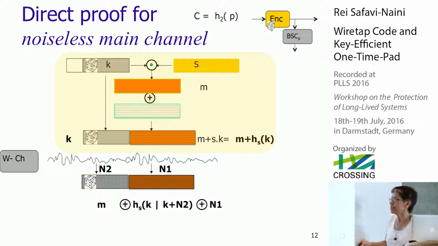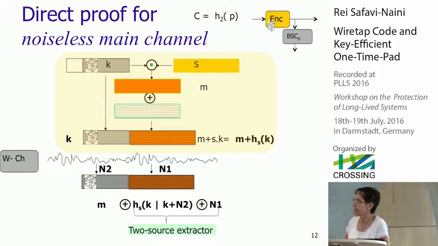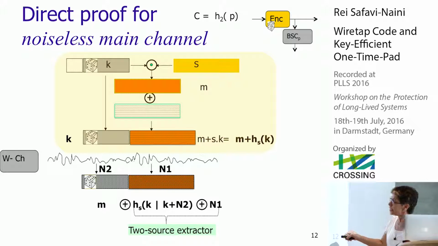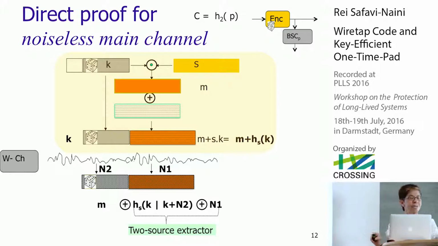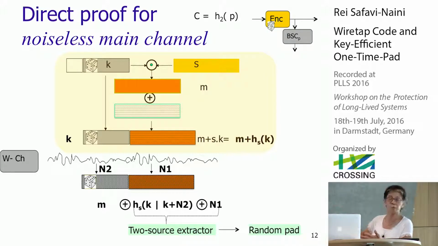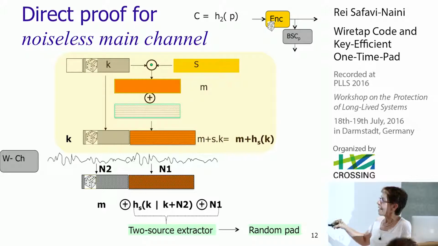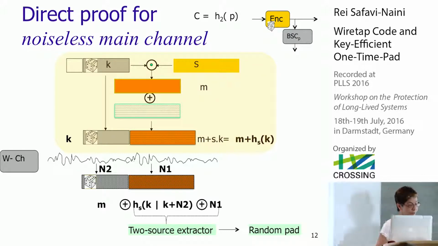If you look at this one, what we prove is that this is a two-source extractor. So effectively, this thing that we have here is a random pad that masks this message. In this direct security proof, we can show that the effect of doing this and the noise of the channel is that we have a two-source extractor that extracts from the noise in the channel and the randomness that we introduce in the coding.